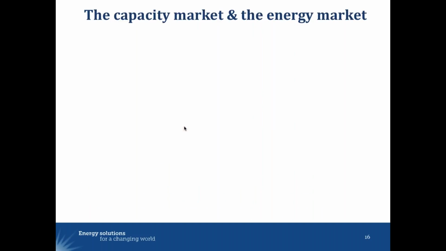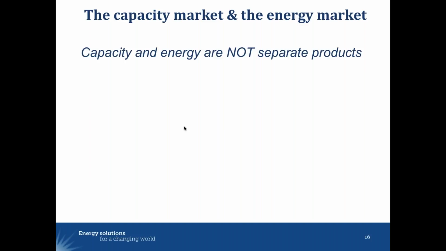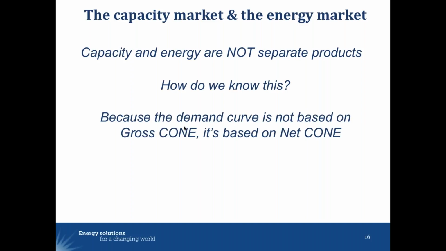So let's talk about the capacity market and the energy market as vehicles for paying for the resources needed to meet resource adequacy. I'm going to start with a kind of bald statement, which is that capacity and energy are not separate products. How do we know this? Well, there are lots of ways we know it, but one way is that in existing capacity markets, the demand curve is not based on gross cost of new entrants. It's based on a net cost of new entrant.